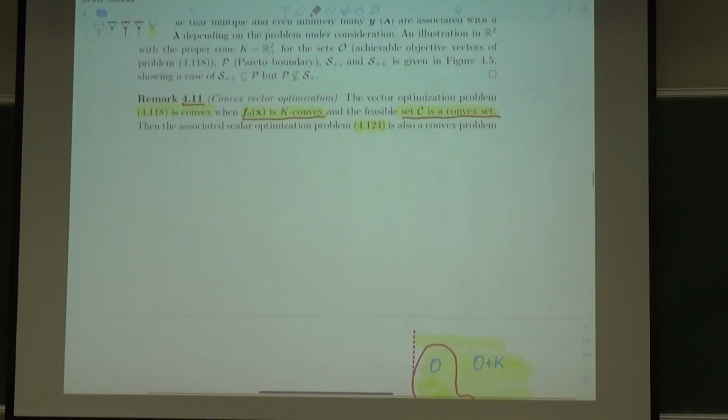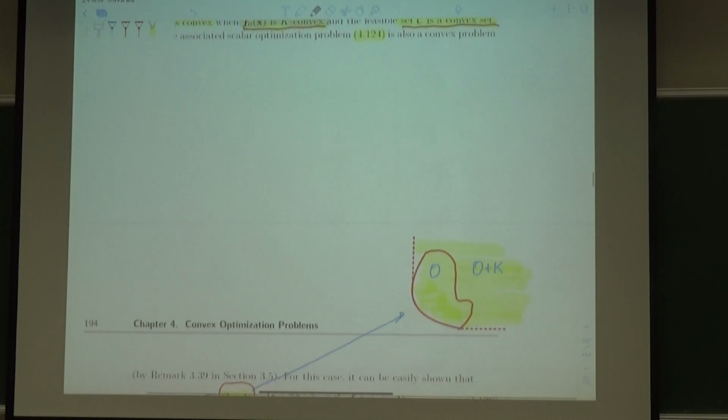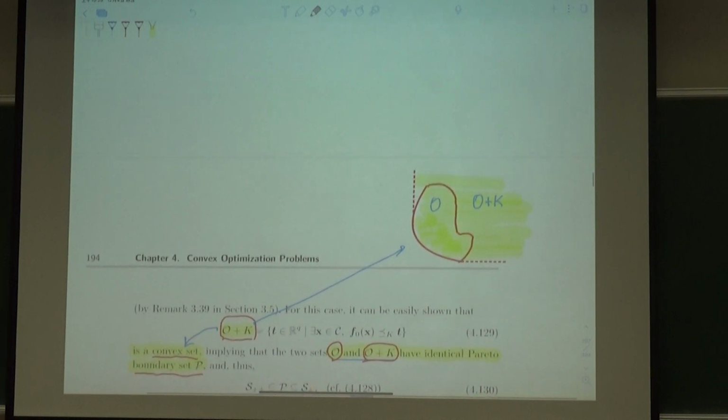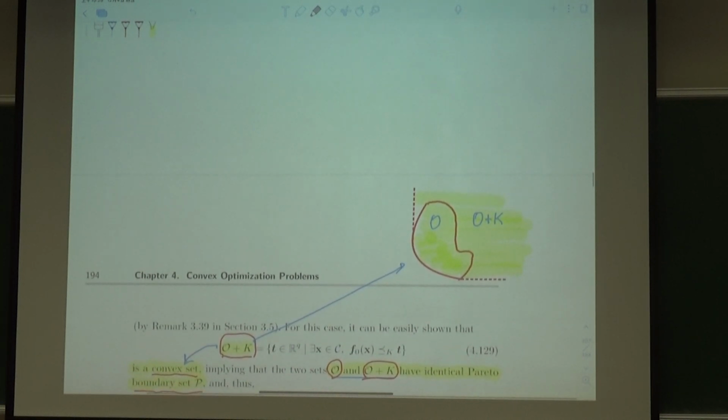Okay. So that's why. How do we find them? For now, convex vector optimization. Suppose f0(x) is K-convex. We have defined K-convex. We also have some examination problems regarding K-convex. So the problem is convex.